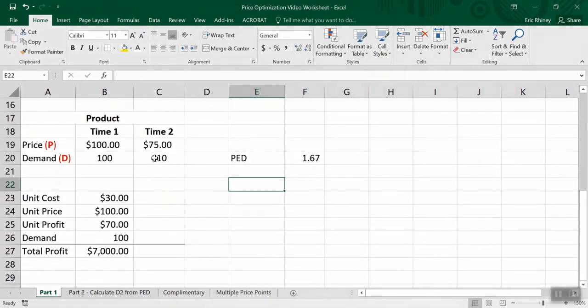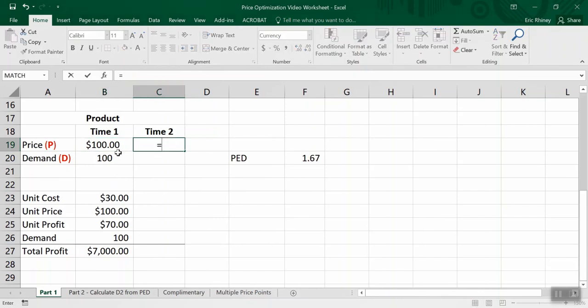All right, so what we want to do is calculate demand as we change our price. And remember, this price elasticity of demand is in relationship to a 1% change in price. So here I'm going to calculate a 1% change in price. This is easy to do. A 1% change in price is just a change of $1. So we either go up $1 or down $1.